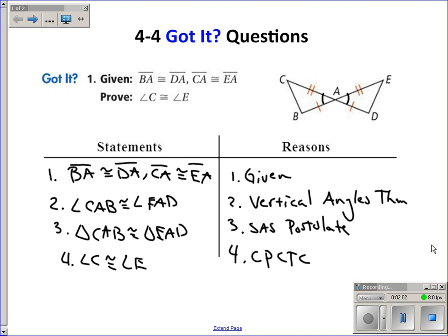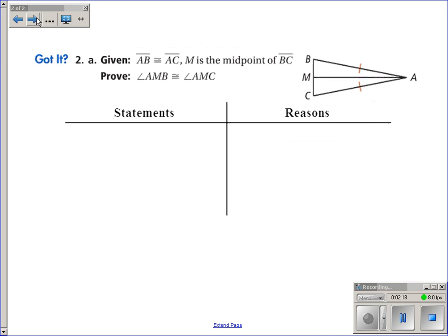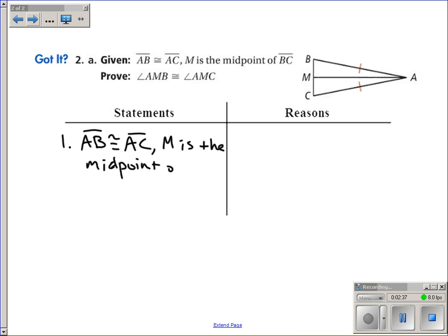Okay, so whenever you're asked to prove that two parts are congruent, you will frequently need to prove that the two triangles are congruent, and then you can say that statement by CPCTC. Okay, this next one, again, we're given some information. We're given that AB is congruent to AC, and that's drawn for us on the diagram, and M is the midpoint of BC, and the reason is it's given.